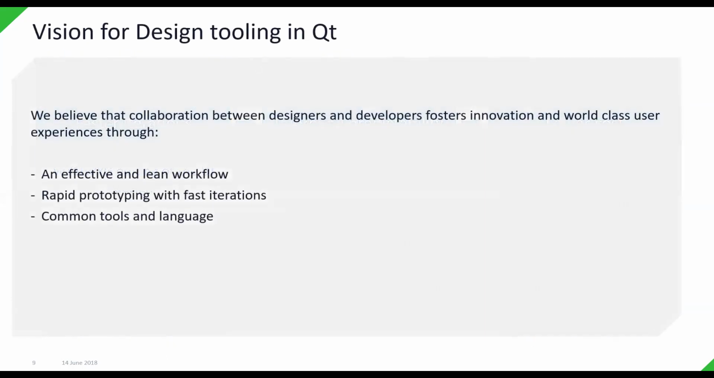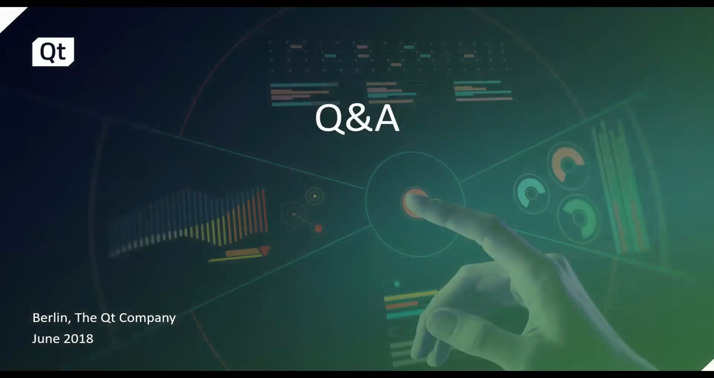So what we believe is that designers and developers, and the collaboration between them, fosters innovation and world-class user experience. And we believe that this happens through three main pillars: an effective and lean workflow, rapid prototyping with fast iterations, and common tools and languages like Qt, QML and Qt Design Studio. And with that, I'd like to finish our presentation and go into the Q&A session. I know there have been a lot of questions, so I'm going to try to go through them one by one.